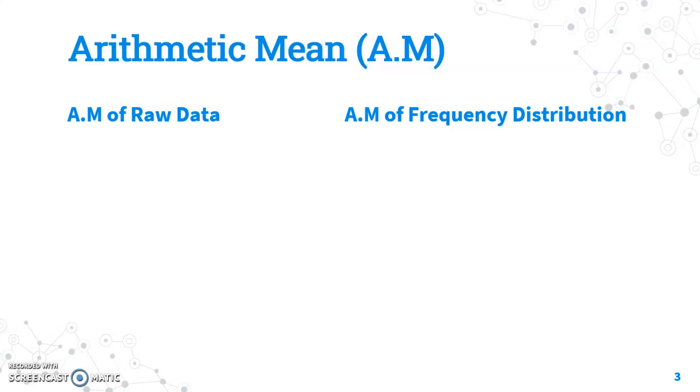Let us understand the concept of arithmetic mean or AM. We are going to understand how to calculate arithmetic mean of raw data, and then how to calculate arithmetic mean of frequency distribution. Now what is raw data? So X is the data which is given to you. This data is known as raw data or any random data. There are total 4 elements in X: 4, 5, 6 and 8.